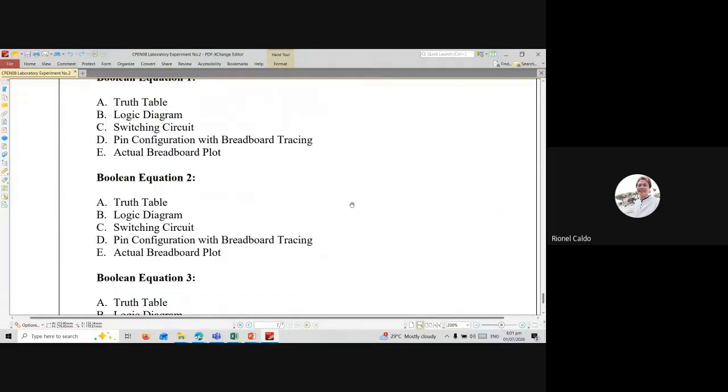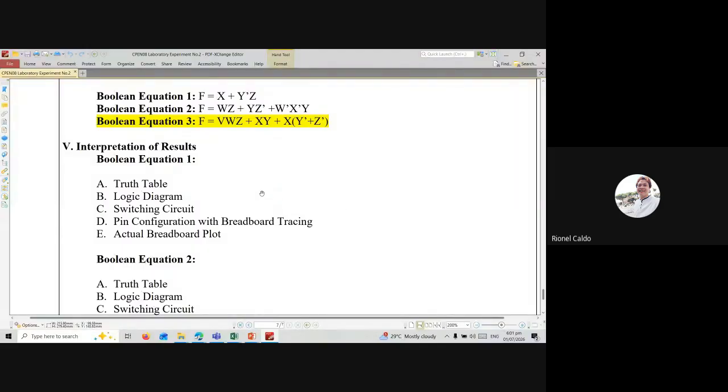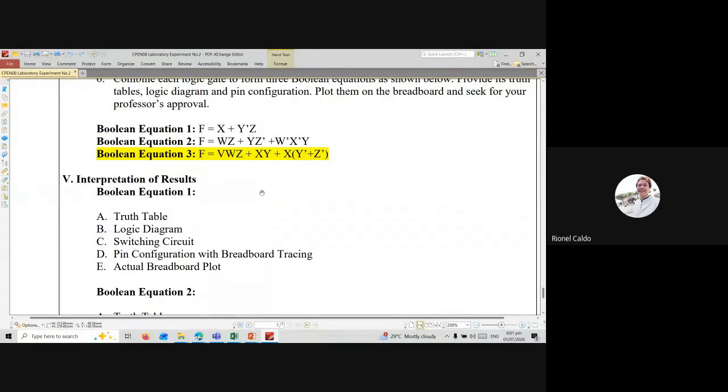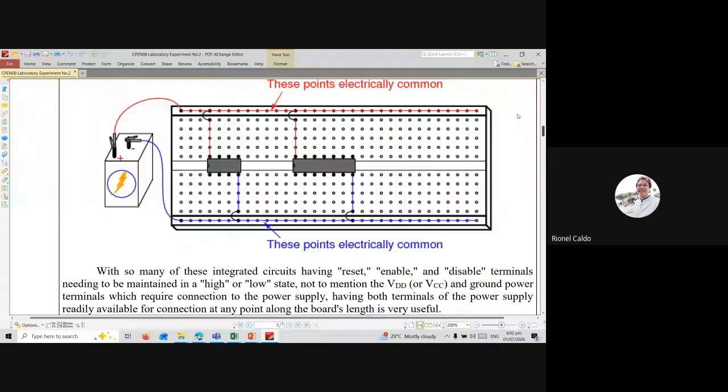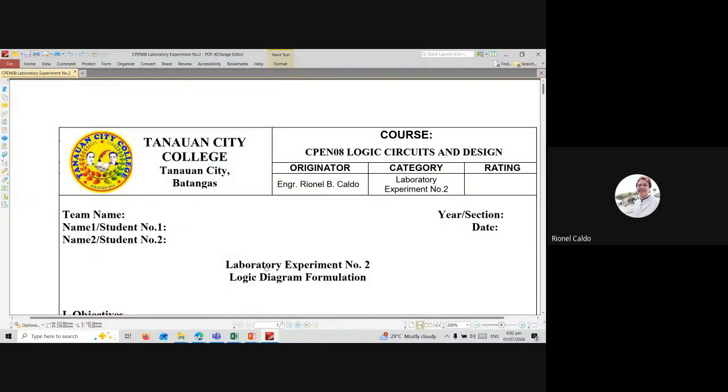Again, wag natin kalimutan to take pictures doon sa sample sa truth table na isang iilaw at isang hindi iilaw as evidence na nagawa po natin yung laboratory experiment number 2.